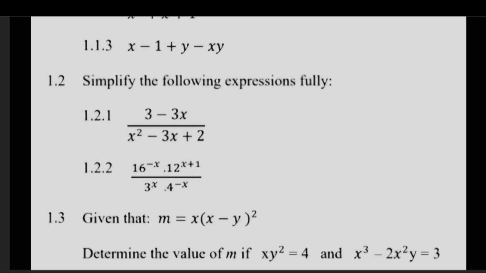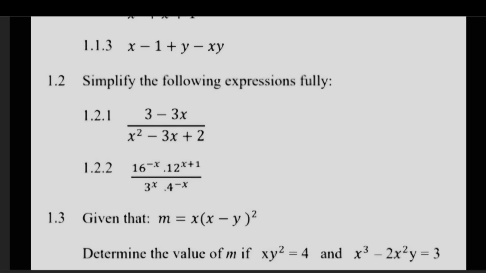Now 1.3, it says given that m is equal to x into x minus y all squared, determine the value of m if xy squared is equal to 4 and x cubed minus 2x squared y is equal to 3.